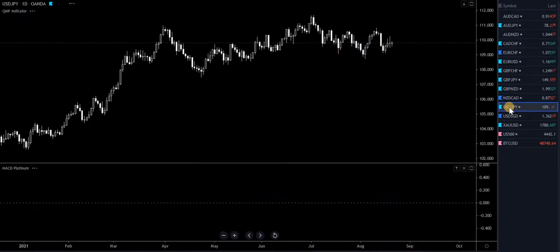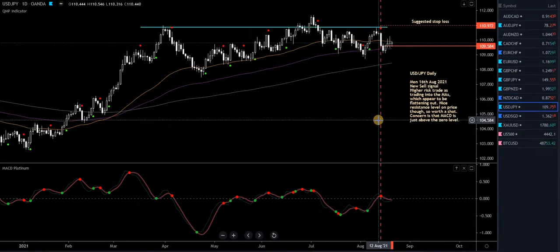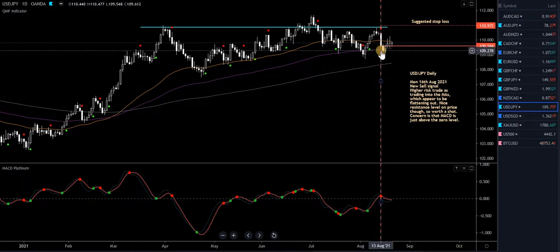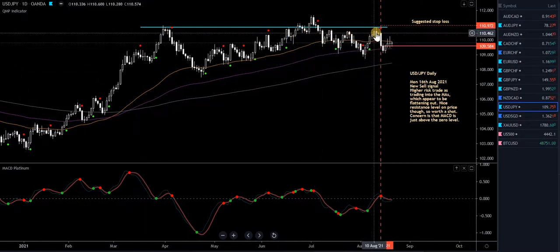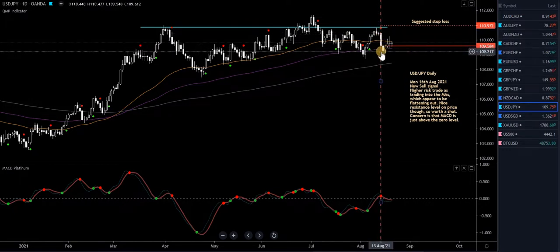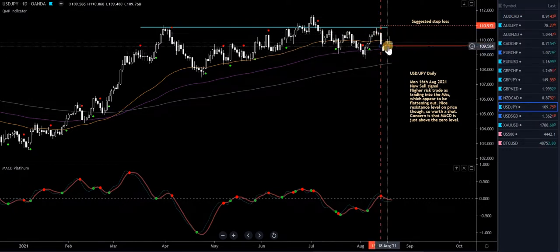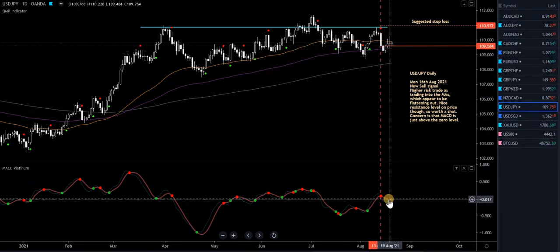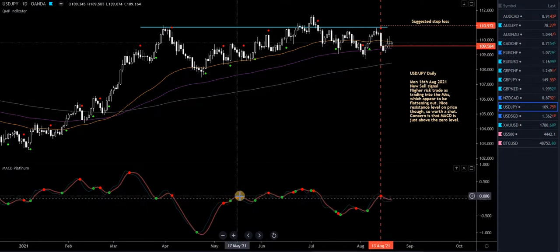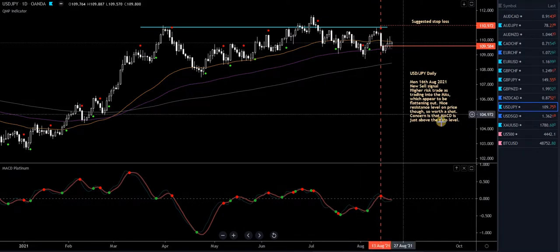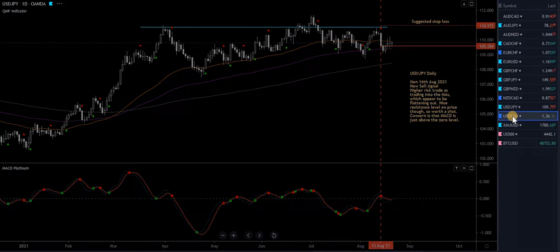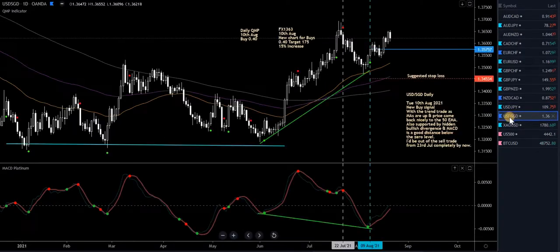USD Japanese Yen. Another one that's going nowhere fast. The last trade was this sell. High risk trade. Big resistance level up here. Went down initially nicely, popped up a couple of days. Now Thursday and Friday going nowhere, and again through the zero level in the MACD. It's been hugging the zero level pretty close. It has a few little moves and goes again. Not very exciting.